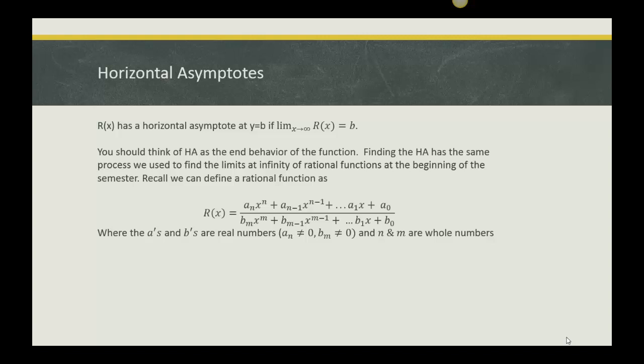Remember here, the a's and b's are real numbers, so they can be anything. They can be positive, negative, fractions, decimals, whatever. The only restriction is that the first one, a sub n, is not 0 and b sub m is not 0. I have to have something there to start.